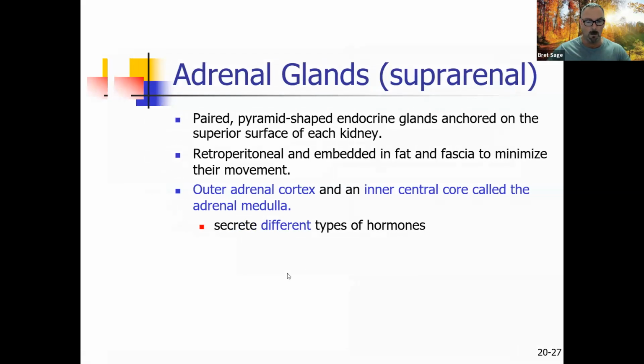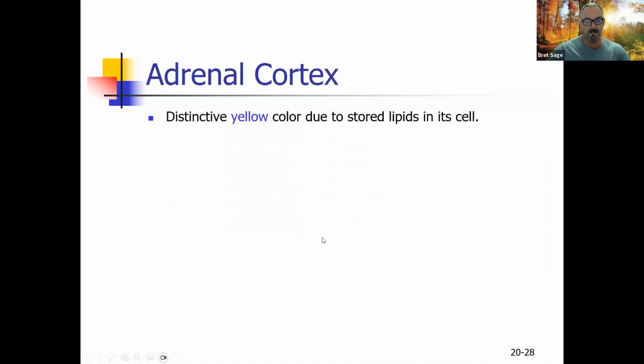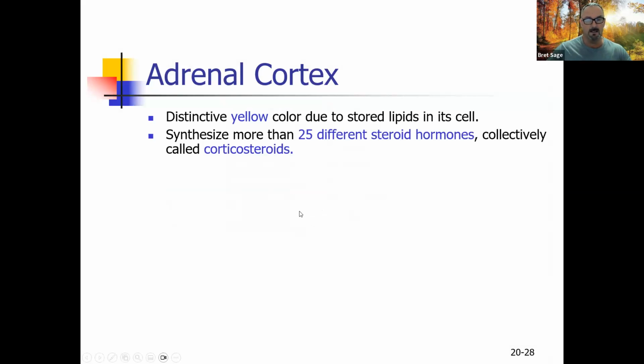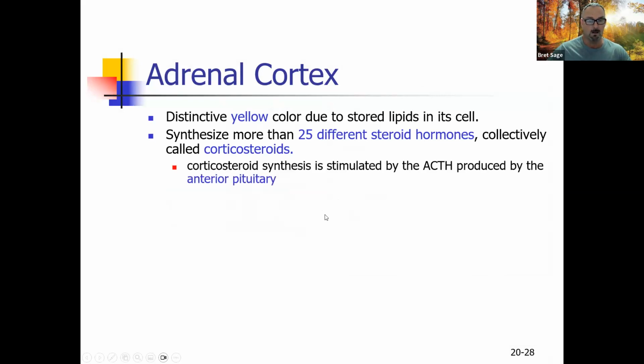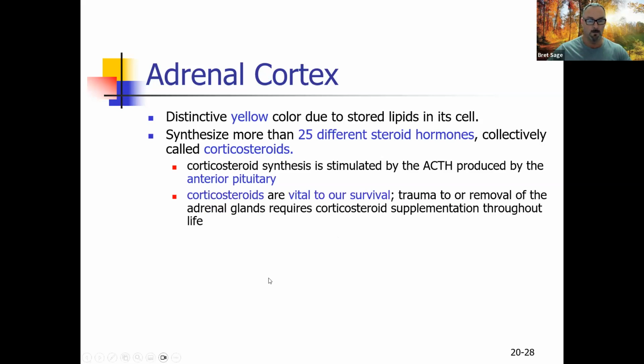They secrete different types of hormones. Adrenal cortex is yellowish because of the stored lipids in its cells. It synthesizes more than 25 different steroid hormones, collectively called corticosteroids. So cortico comes from cortex, steroids meaning they are lipid-based. Corticosteroid synthesis is stimulated by ACTH, produced by the anterior pituitary. So remember, the hypothalamus would stimulate the pituitary, which would stimulate the adrenal cortex, and some of these corticosteroids would then be released, sometimes referred to as stress hormones. Not all of them, many of them are stress hormones.